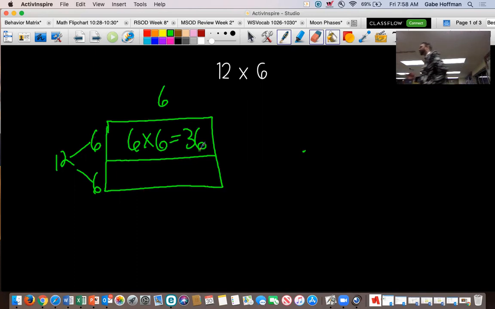And then you do 6 times 6 on the bottom. Sorry about my phone, y'all.